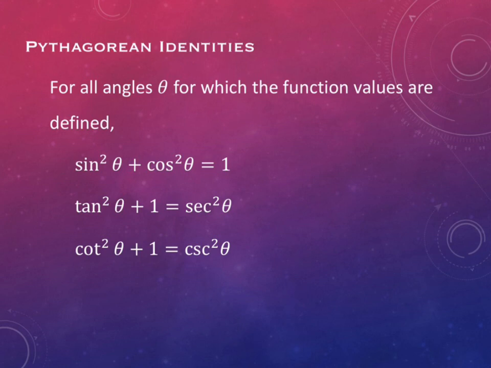The other two are not quite as nice because they have the squareds on both sides. Tangent squared plus 1 is equal to secant squared. And cotangent squared plus 1 is equal to cosecant squared.